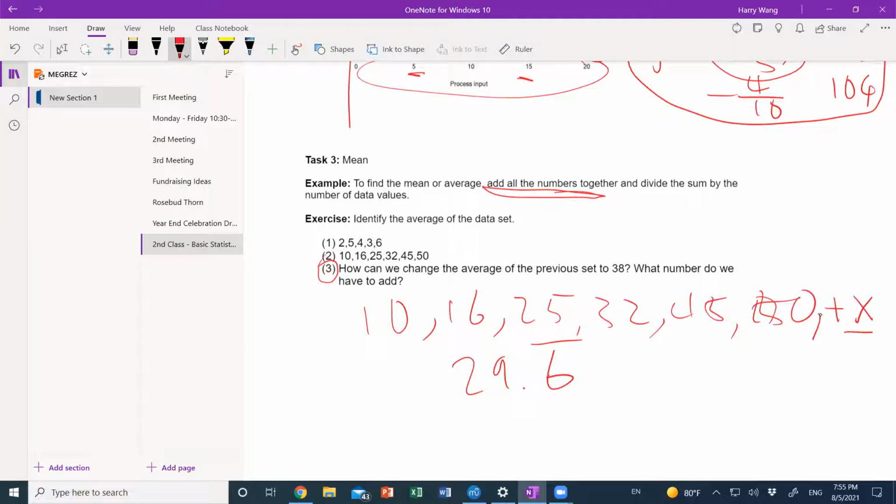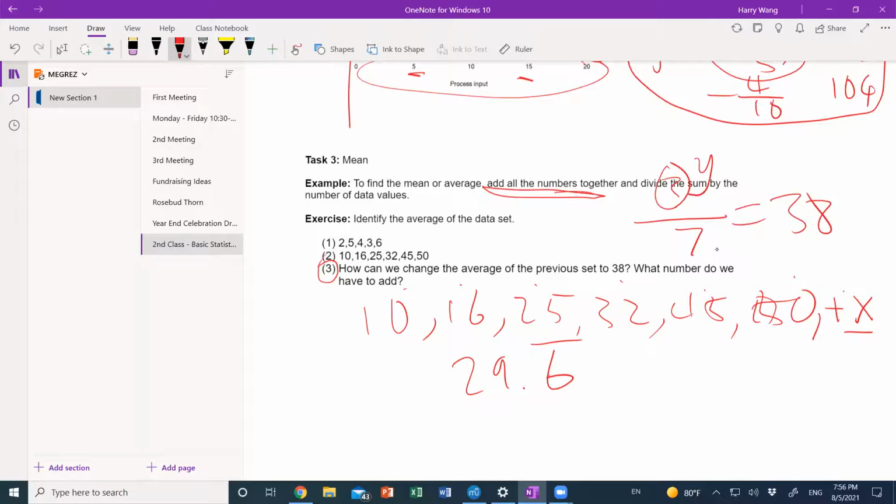How many numbers do we have now? We have 1, 2, 3, 4, 5, 6, 7. We have 7 numbers. So instead of dividing by the number of numbers, we'll divide by 7. So we simply need to find something divided by 7, which is the number of numbers, that gets us to the 38 that we want. So we can denote this with a question mark. We can turn it into another x, or since we have already used x, we can turn it into y.